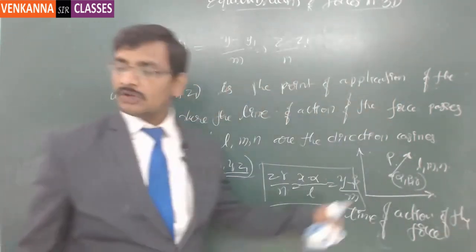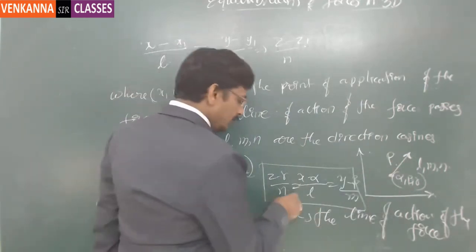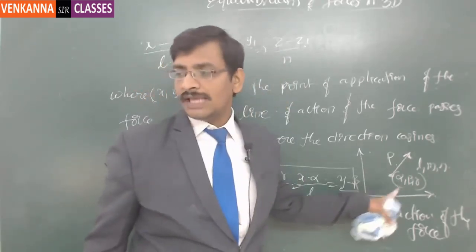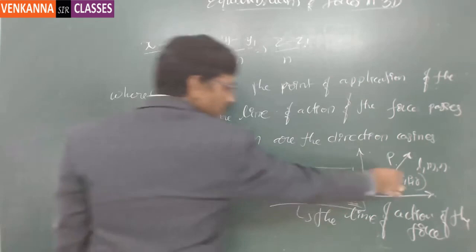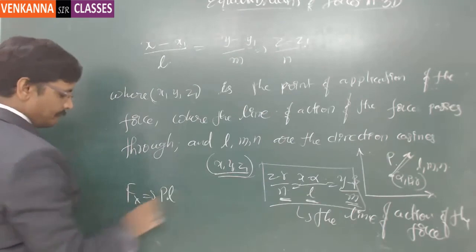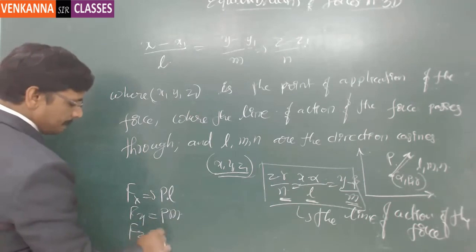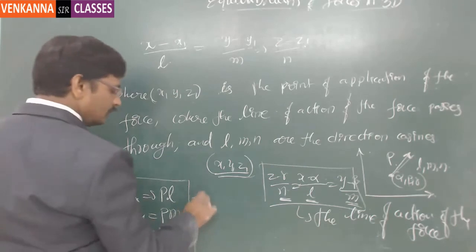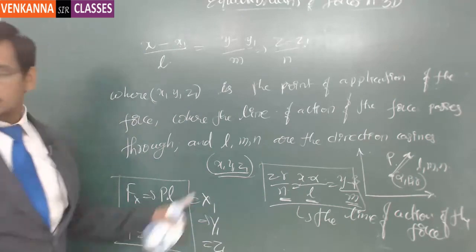Now if you want to find the component of the force along the x-axis, y-axis and z-axis, you are interested in these direction cosines, because that is the line of action of the force. So these L, M, N values will decide the components along x, y, z. That means if the total force is P, then the force component Fx is equal to PL, Fy is equal to PM, and Fz is equal to PN. So these are the force components along the x-axis, y-axis and z-axis. So this is for one force.